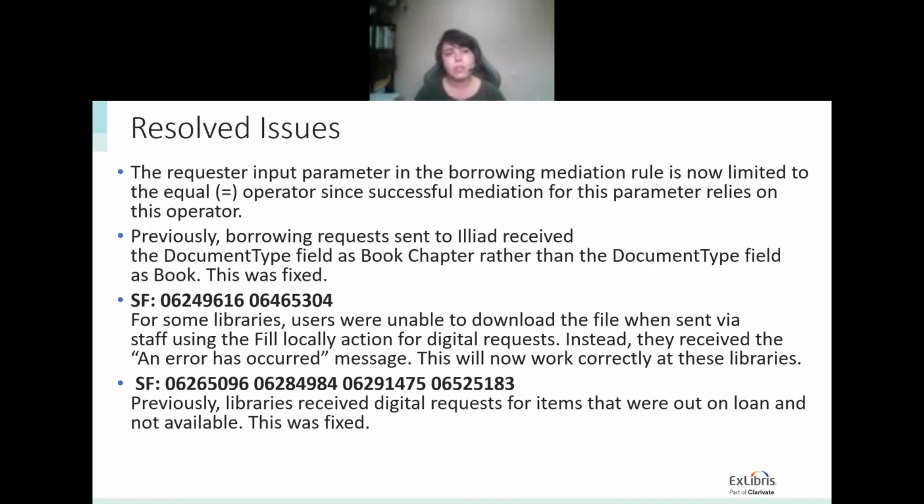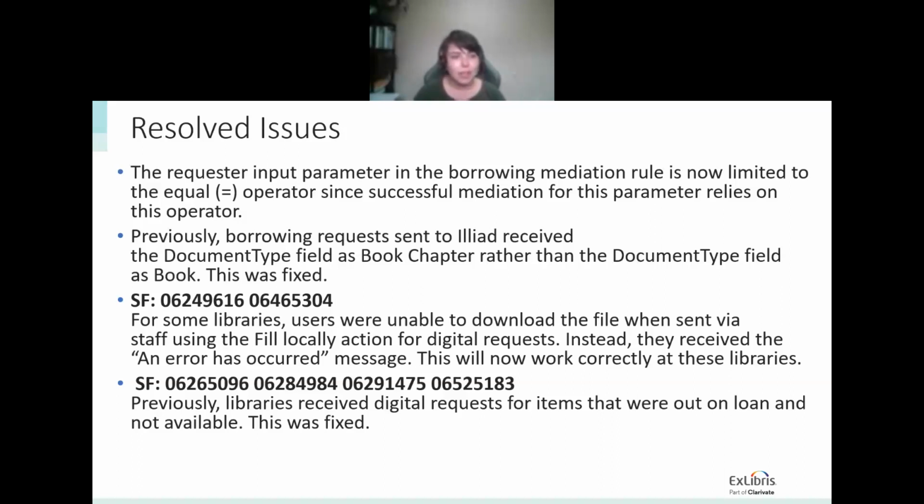by those libraries. So something to note is that previously in a borrowing mediation rule, when you were using the requester as an input parameter, it had an assortment of operators that could be used. However, those operators didn't actually function in that mediation rule. So now when you're utilizing the requester input parameter in a borrowing mediation rule, your options are limited to utilizing the equal operator as a successful mediation of that rule with that parameter relies on this operator. So now you won't be able to accidentally create mediation rules that don't work for you.